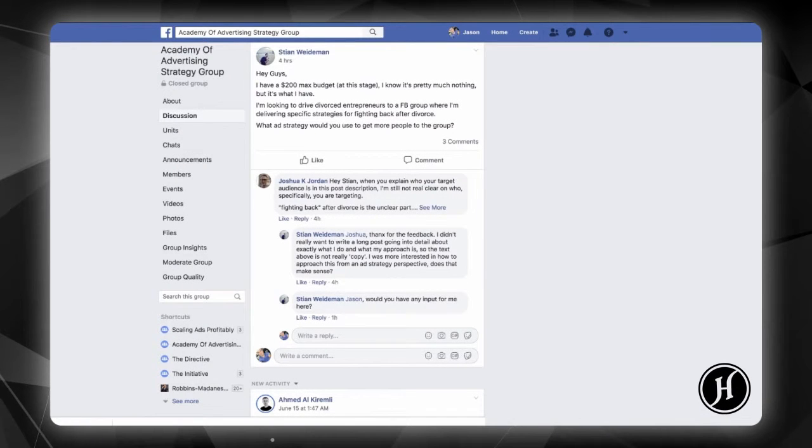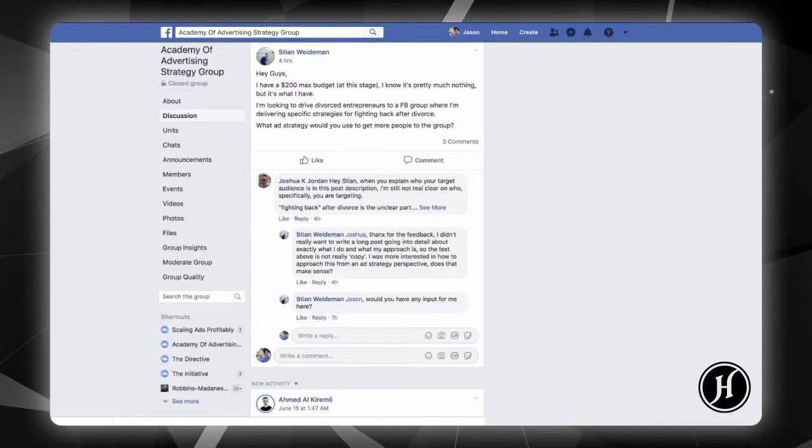He's got a $200 budget and he's trying to drive divorced entrepreneurs into a group on Facebook. All right, so now you just want to know what the strategy would be. The strategy would be to put up an ad that offers them to join the group. And that's about as detailed as I can get in terms of the strategy at this point, if you want to get as many people into the group immediately as possible.